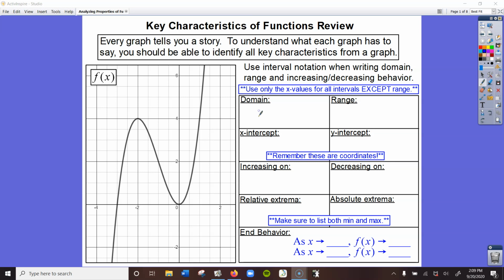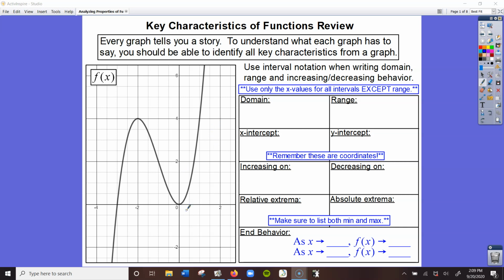So first of all, let's start with domain. Remember that the domain represents all of the x values that are defined for your function. So for each one, you're looking at how far to the left does it go, how far to the right does it go, and if we have to stop somewhere in the middle in terms of your x values.